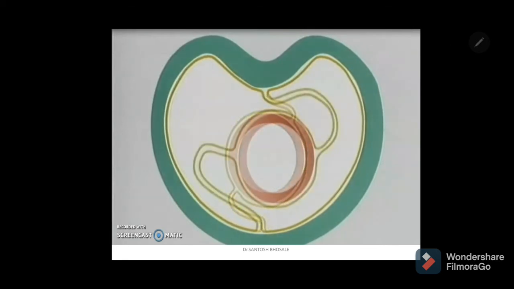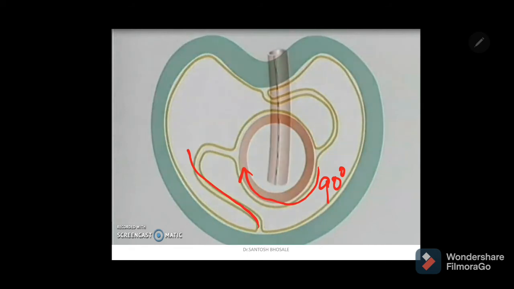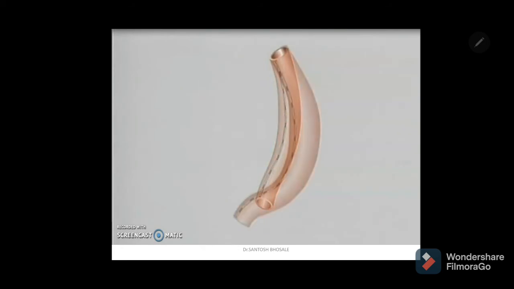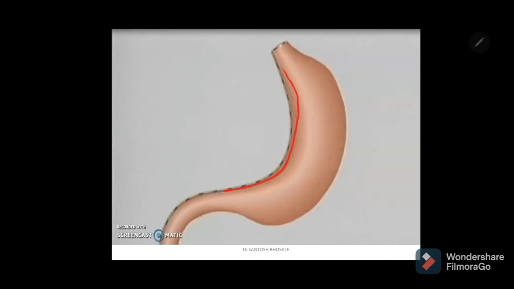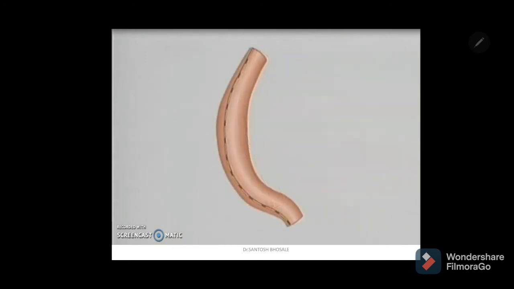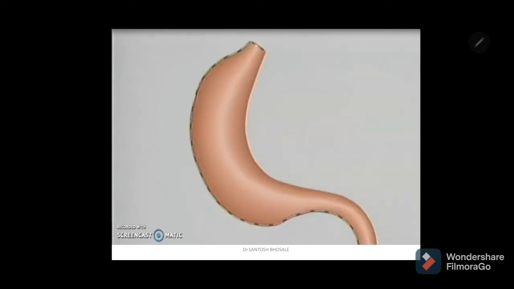Due to the 90-degree rotation of the primitive stomach around the longitudinal axis, the ventral mesogastrium moves towards the right side and the dorsal mesogastrium towards the left side. You can notice the fusiform dilation has an anterior border and a posterior border. The anterior border was giving attachment to the ventral mesogastrium, the dorsal border to the dorsal mesogastrium. You can notice that this is the posterior border. You can see how it is undergoing the dilation and differential growth.